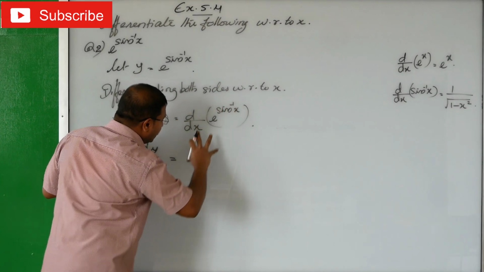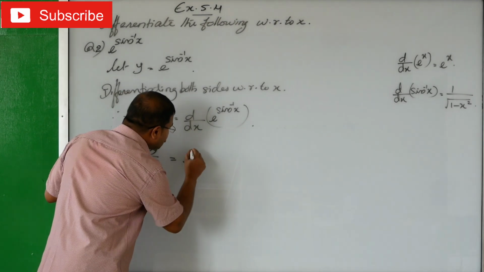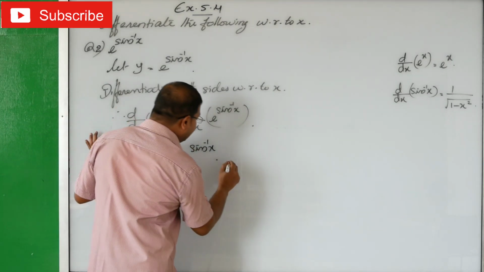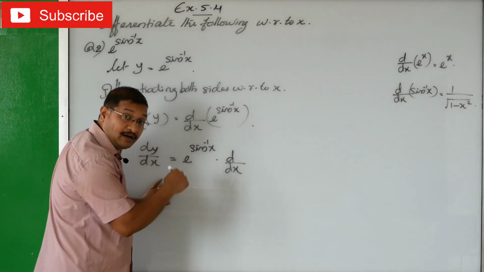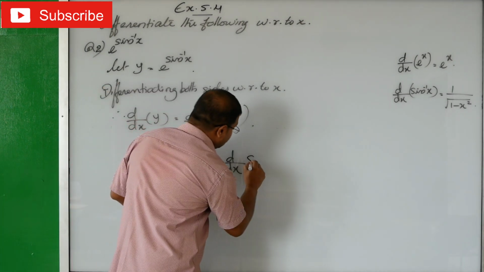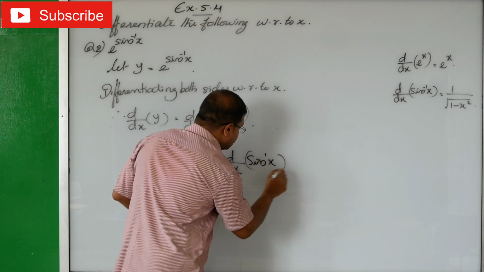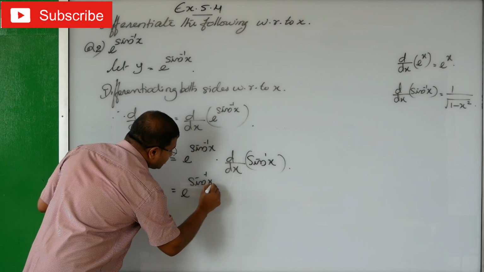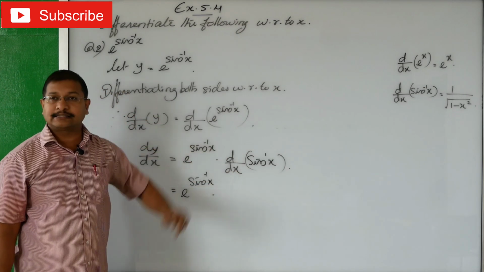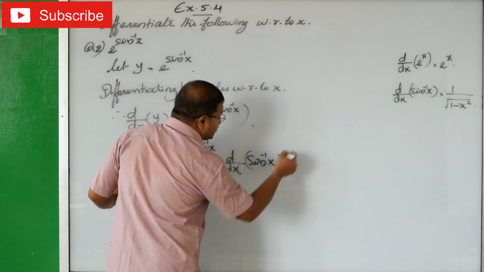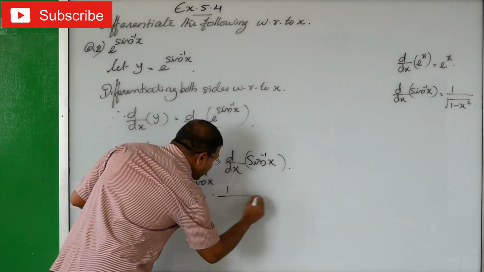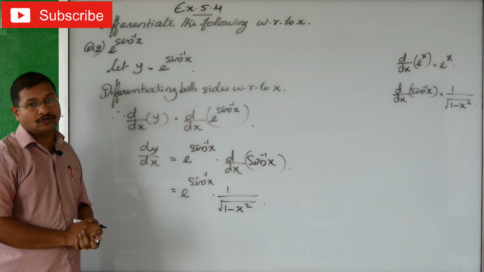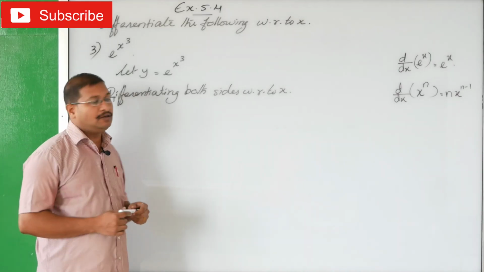That means first we will take e raised to x, that means e raised to sin inverse x. After that we will take the power, sin inverse x. This equals e raised to sin inverse x into derivative of sin inverse x. Derivative of sin inverse x we will get 1 by root of 1 minus x square. So this is the answer.